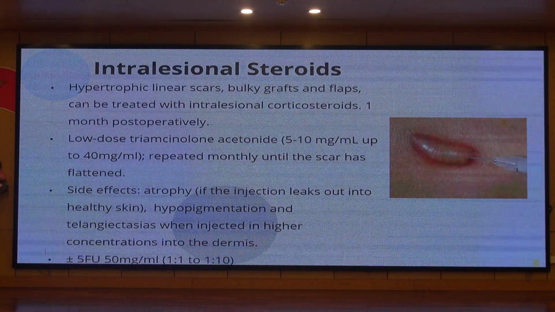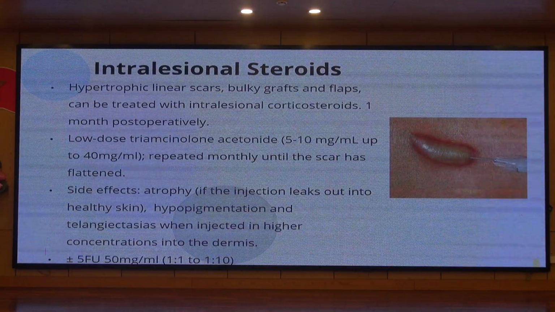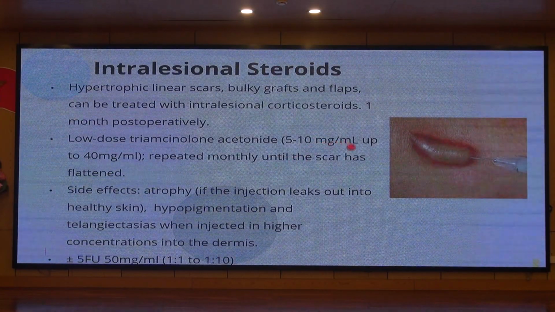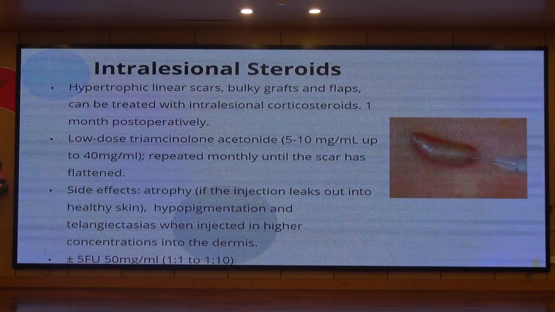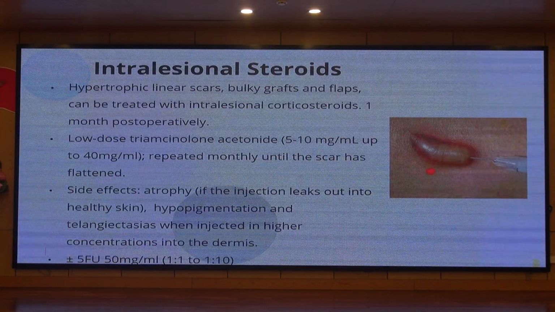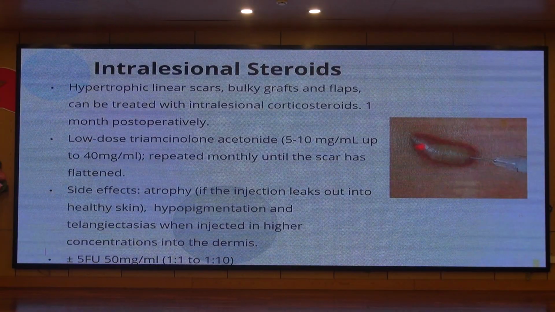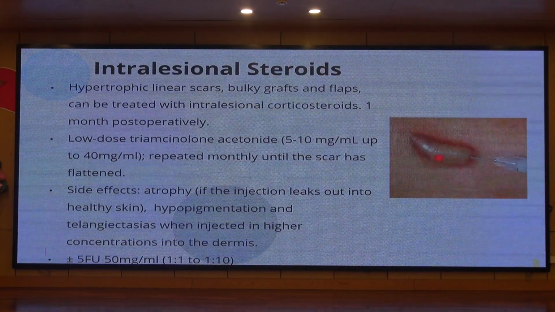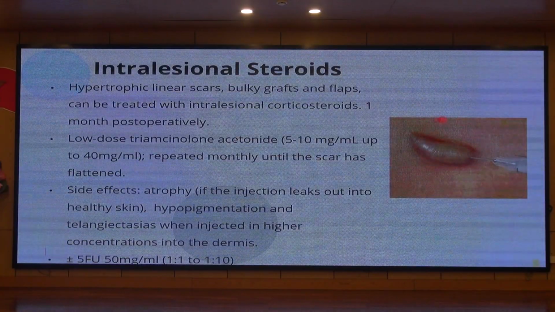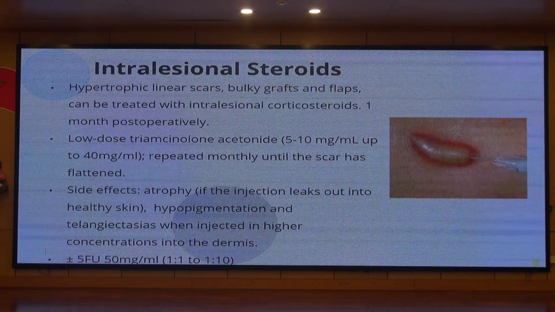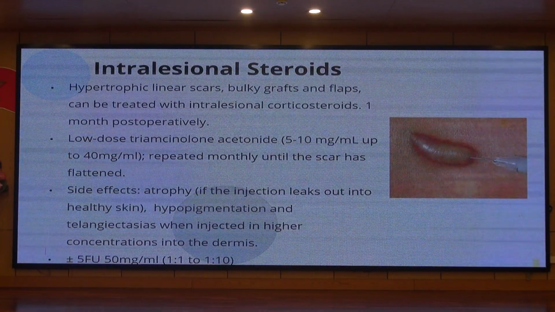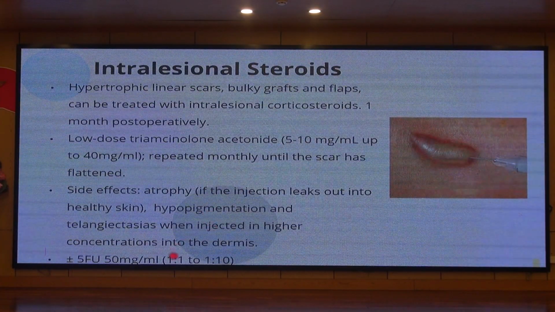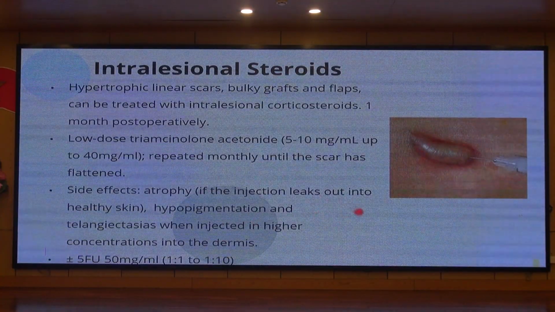Here, if we have a hypertrophic linear scar, we can use low-dose triamcinolone, like Kenacort, from 5 to 10 milligrams per milliliter up to 40 milligrams per milliliter, and it can be repeated monthly until the scar is flattened. You inject it just into the scar body, and we do not inject into the healthy skin because we get atrophy of the healthy skin. We can inject 5-FU alone, or combine triamcinolone with 5-FU in a ratio from 1:1 to 1 triamcinolone with 10 5-FU.